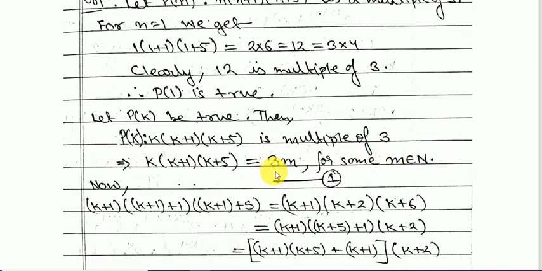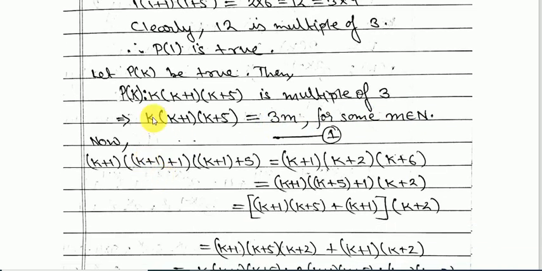Now next, you will copy the same thing, but k will be replaced by k plus 1. So you get k plus 1, then k plus 1 plus 1, and k plus 1 plus 5. Then in the next step you simplify: k plus 1, k plus 1 plus 1 is k plus 2, and k plus 1 plus 5 means k plus 6.